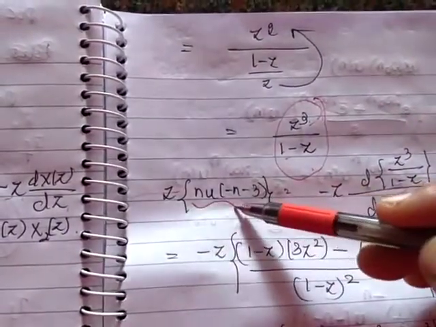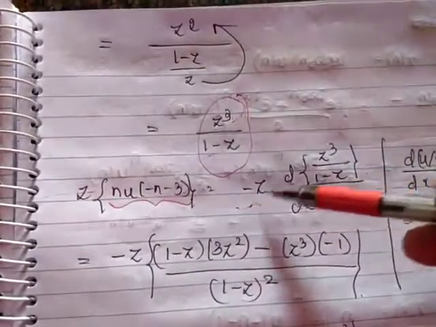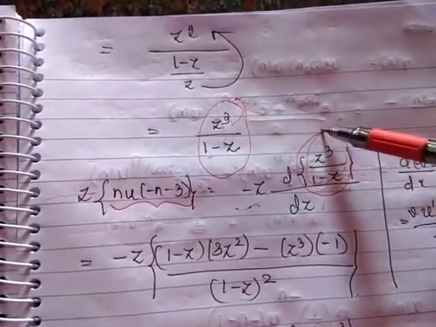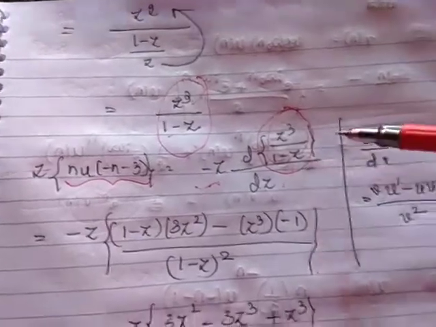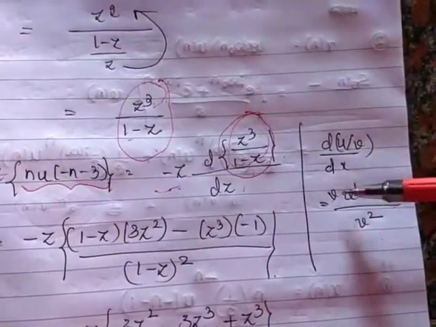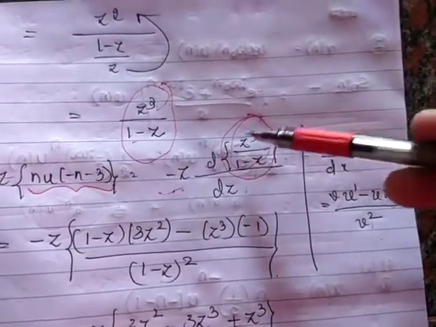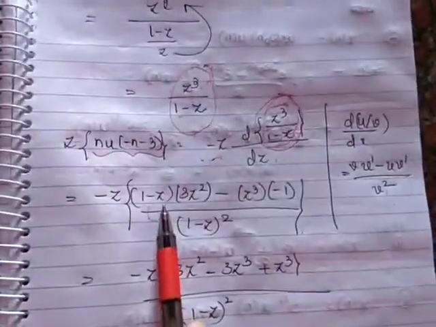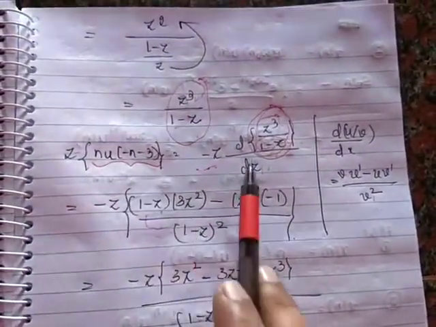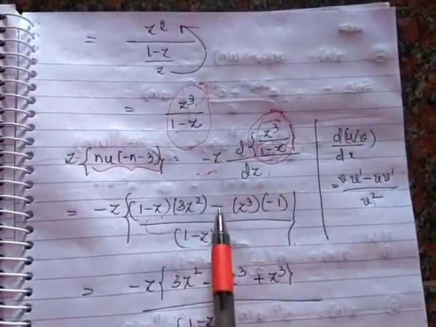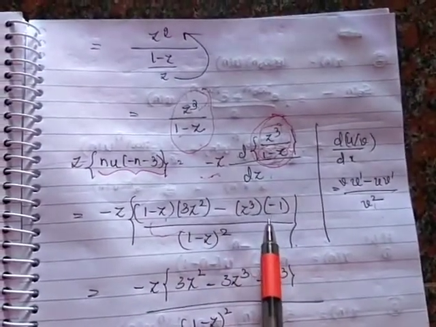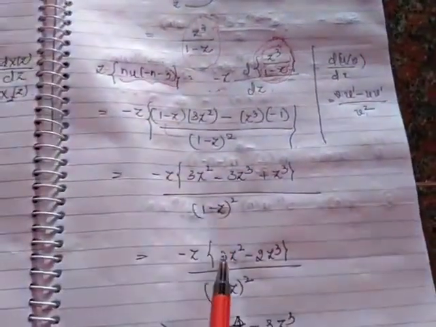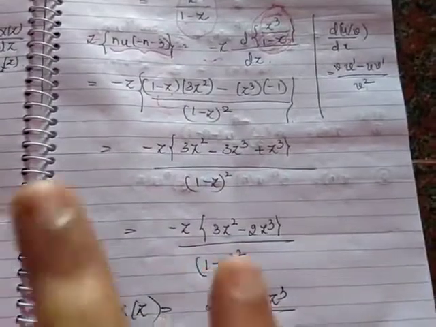Now I need to determine the Z transform of n into u of minus n minus 3, which is nothing but minus z into d x of z, that is the previous step's result, divided by dz. Here it is differentiation with respect to z. How do you differentiate this? This is in the form of differentiation of u by v. The formula is: the differentiation of u by v is v into u dash minus u into v dash by v square. Now in place of u we have z cube, in place of v we have 1 by z. Differentiate that. So it is v, that is 1 by z, into u dash, the differentiation of z cube, which is 3z square, minus u, that is z cube, into v dash, the differentiation of 1 minus z, which is minus 1, divided by v square. If you want, you can further simplify, or you can stop over here, no problem. You will get full marks only.